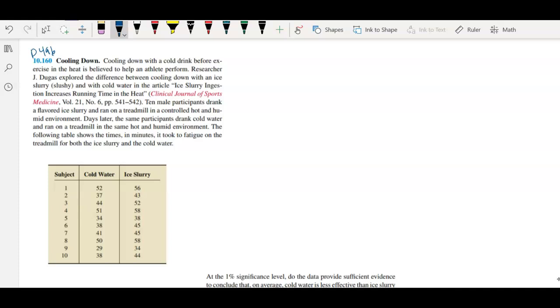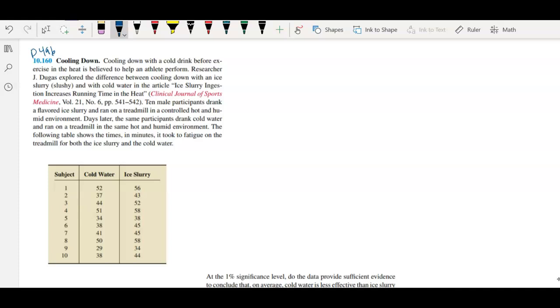Well, they took a look at the difference between cooling down with an ice slurry, which is like a slushy, which is basically ice, or just cold water. So that's what we're comparing. In order to do this comparison, you have to have the effects on the same individual. In other words, and this is exactly what they did if you read the rest of that paragraph.